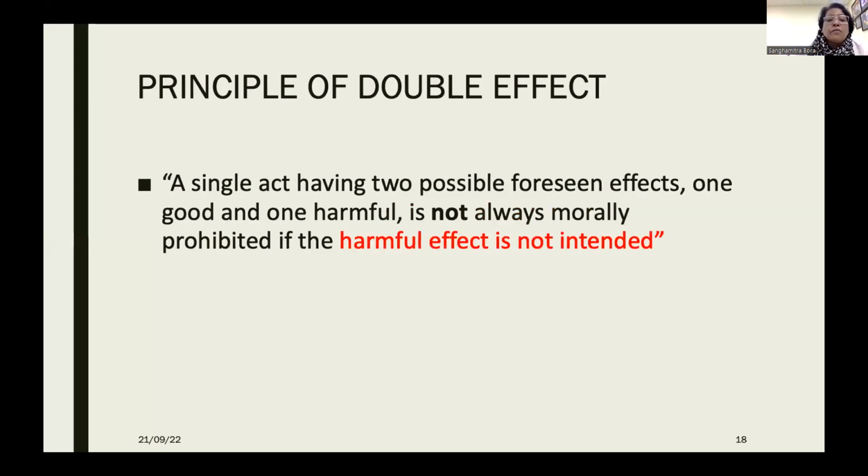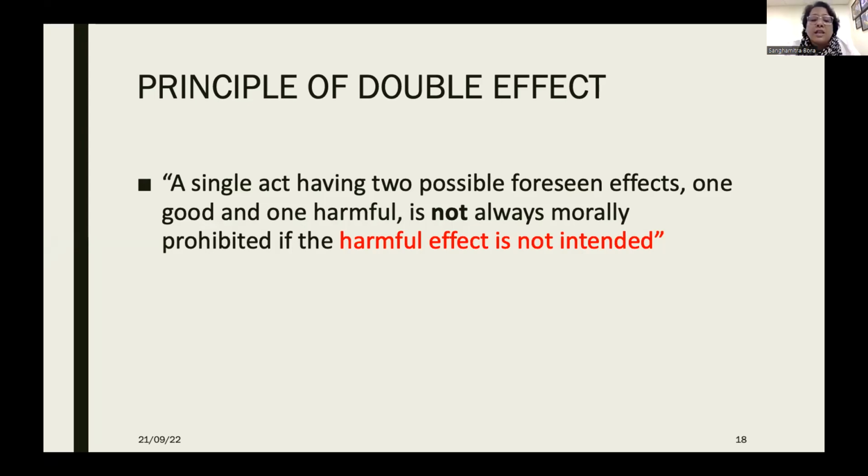So as the doctor has already told us about the principle of double effect, it is a single act having two possible effects, one good, one harmful, and it is not always morally prohibited if the harmful effect is not intended. So our intention is to relieve the suffering of this patient, and the suffering is terminal restlessness. And that is why we are giving midazolam.